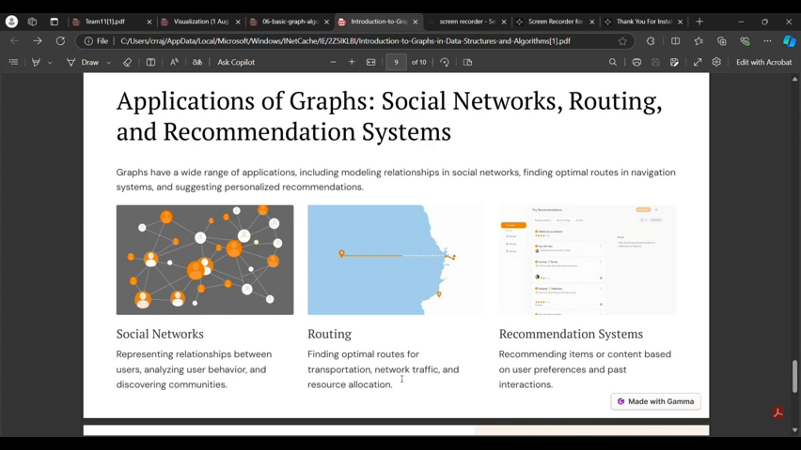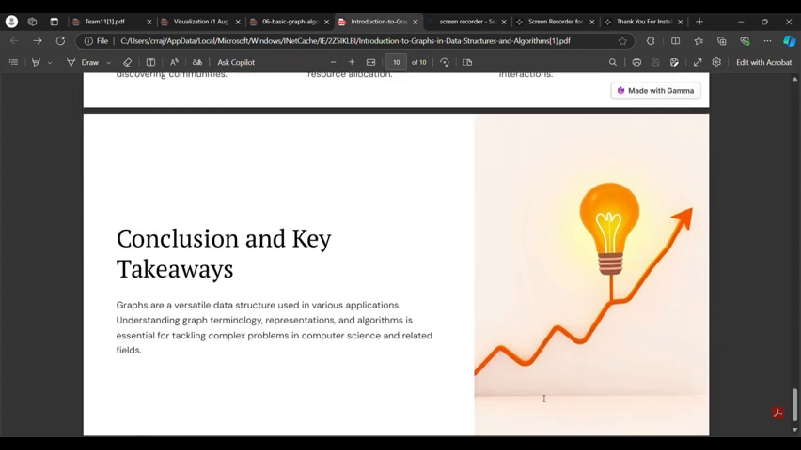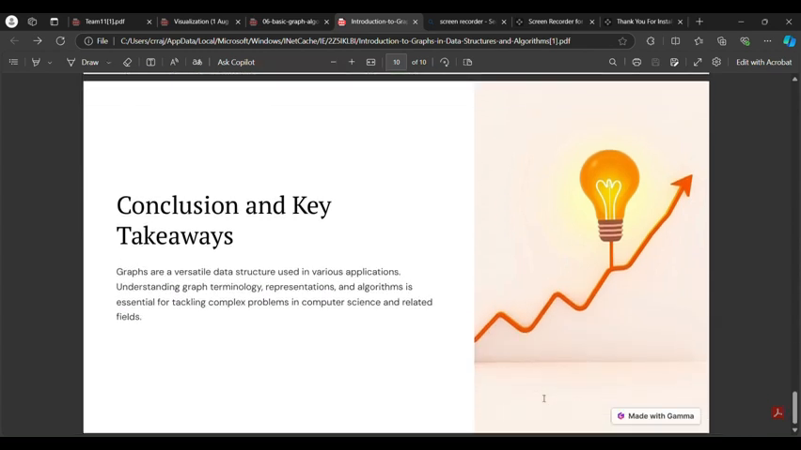Conclusion and key takeaways. Graphs are a versatile data structure used in various applications. Understanding graph terminologies, representations, and algorithms is essential for tackling complex problems in computer science and related fields. Thank you.